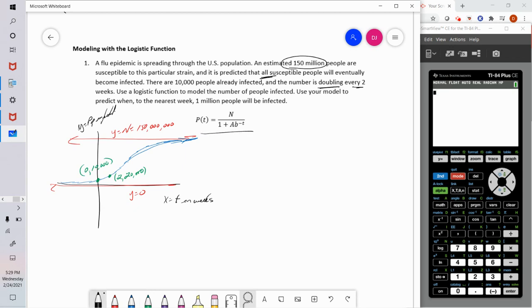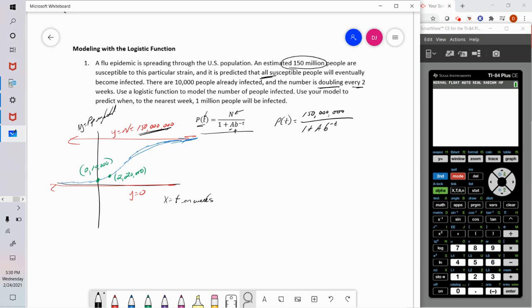And this is what the model looks like. P of t, the number of people infected after t, in this case our time measured in weeks, is equal to N, which is our limiting factor. In this case, we set it to 150 million, over 1 plus a, we're going to have to figure out what that a is, times b, we're going to have to figure out what the b is, to the negative t. So first of all, P of t is going to equal the maximum we expect to reach, 150 million, over 1 plus a times b to the negative t.